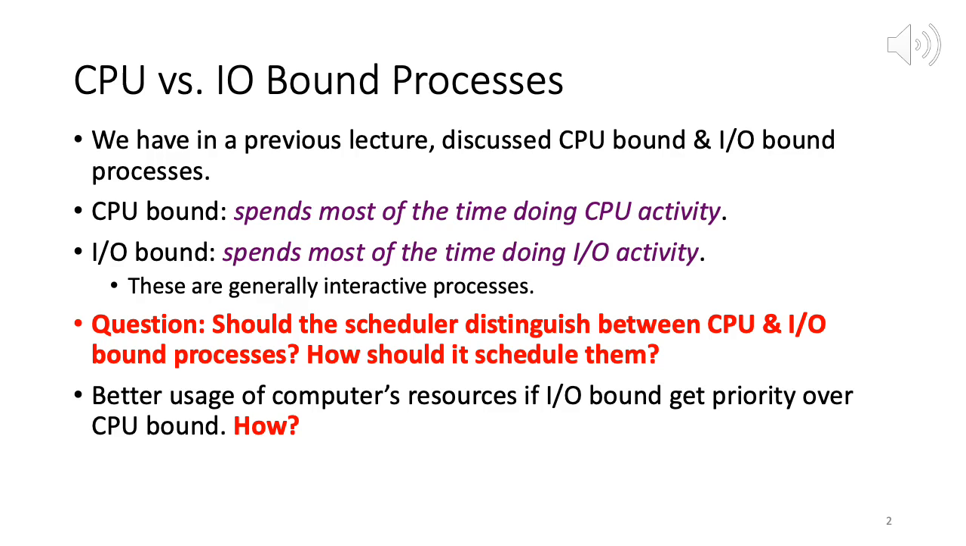Okay, now I am on slide 2 and we're just comparing CPU versus IO bound processes. This will be used later in one of our algorithms, so we're just revising this, so we know the difference between CPU bound and IO bound processes. CPU bound spends most of its time doing CPU activity, right?